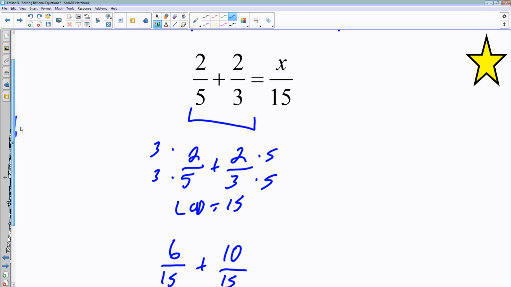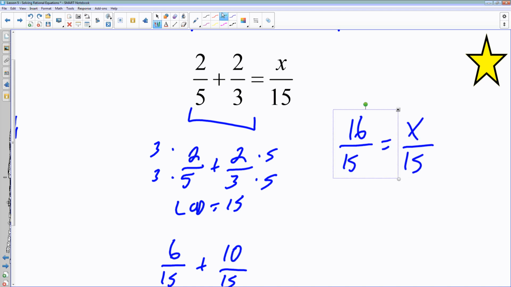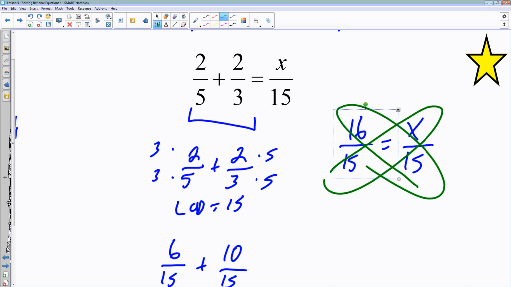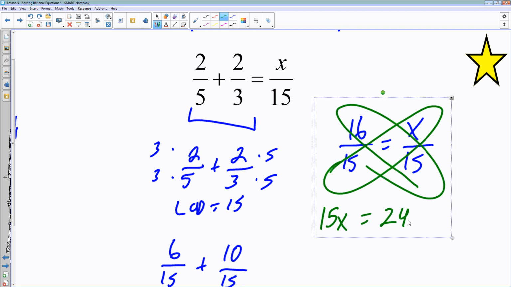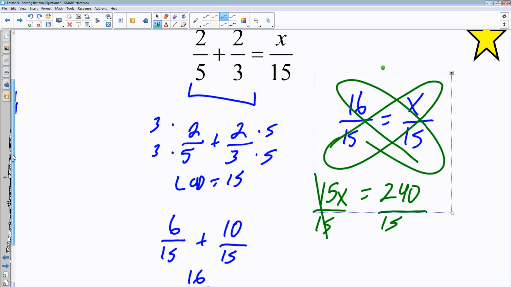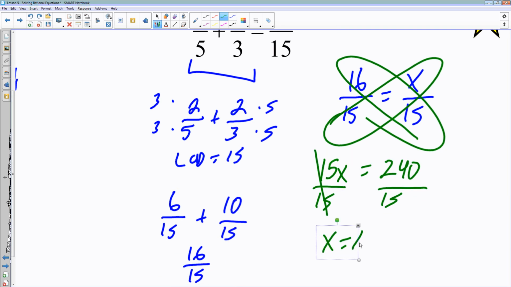So now I have 16 over 15 equals x over 15. And now I could cross multiply because I have one fraction equal to one fraction. You also might think, isn't my answer just 16? And you'd be correct. There's no other number that x could be to make 16/15 equal to something over 15. So x equals 16.